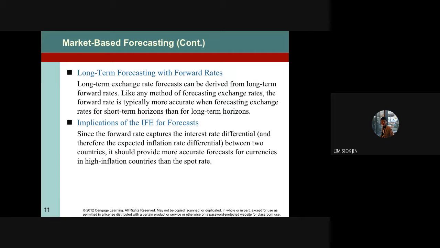Okay. So long-term forecasting can be done with all these forward rates that are currently available in the market, and these are the most accurate when forecasting exchange rates for the short term rather than the long term. So you can use it for long term and short term. Like I said, short term will involve maybe 3 months, but if I want to lock in an exchange rate 1 year later, can I? Yes, you can. You just buy the forward or futures contract of a certain currency.